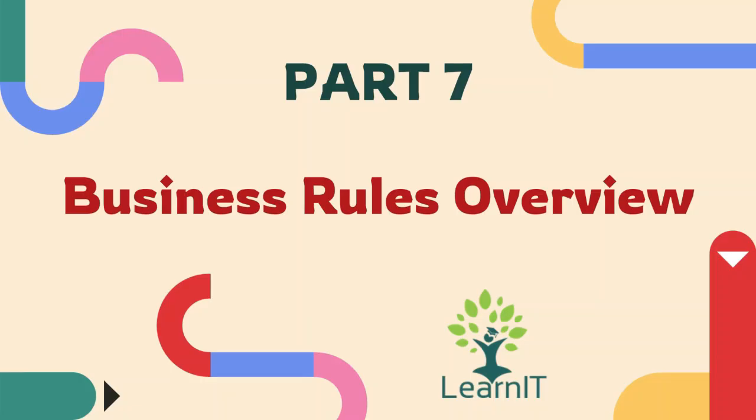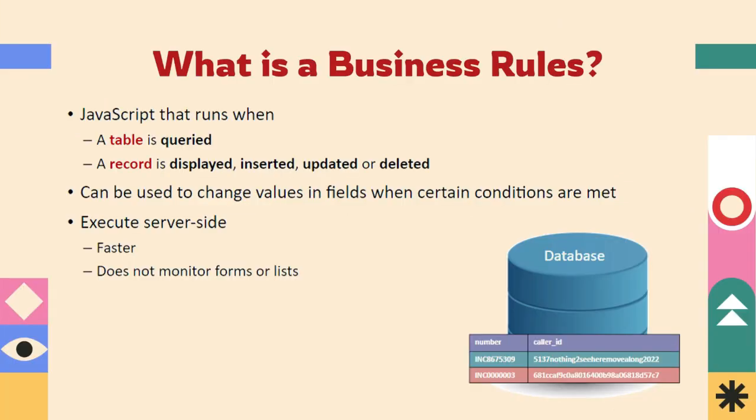So let's proceed and see what is business rules. What is a business rule? It is a type of JavaScript that runs when a table is queried, when a record is inserted, updated, deleted, or displayed. It can be used to change values in fields when certain conditions are met. It executes on server side, which usually is faster.